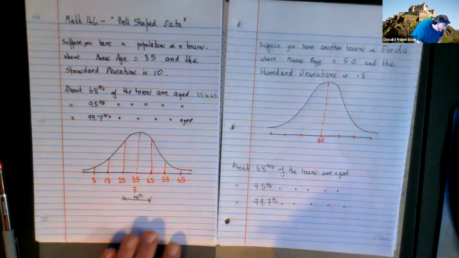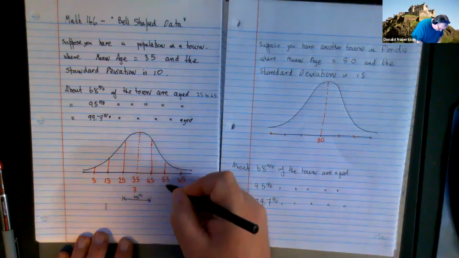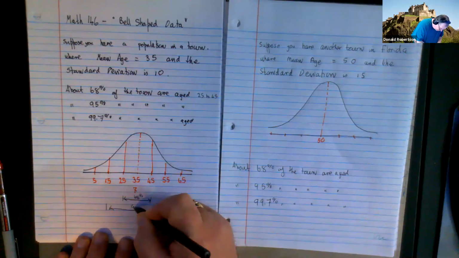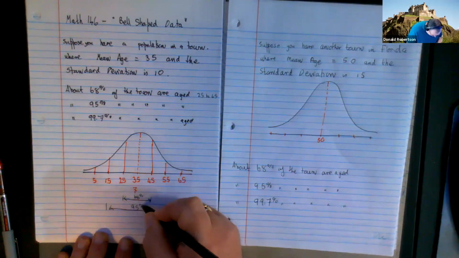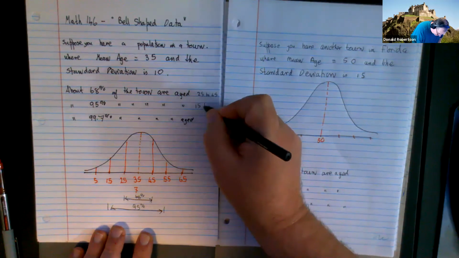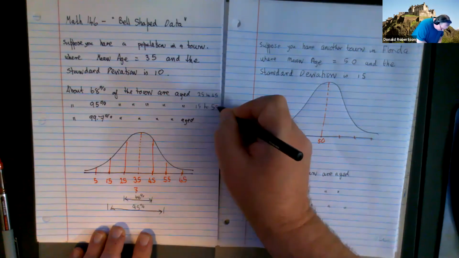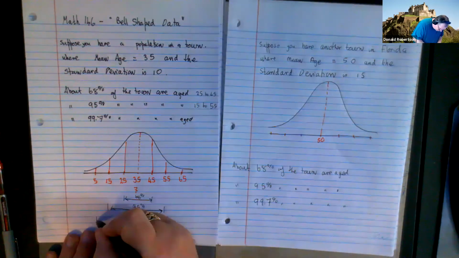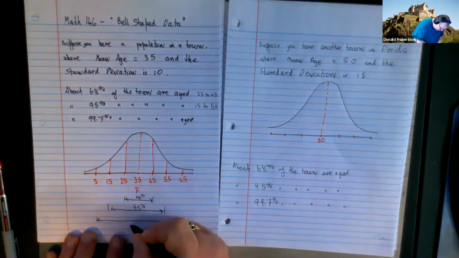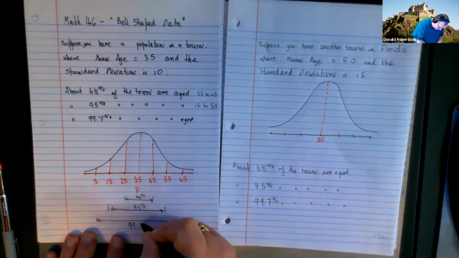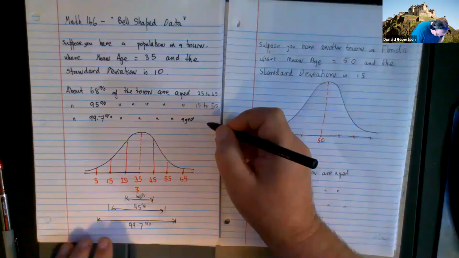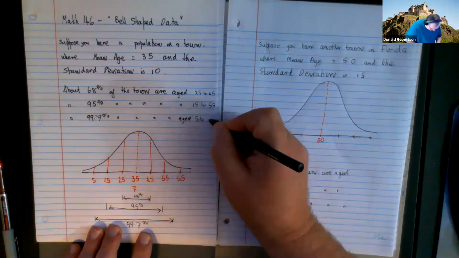And then if you do 2 standard deviations, which is here to here, 95% of everybody in that town is in that age group, and that is from 15 to 55. And then if you do 3 standard deviations, you get the last one, which is 99.7%. And that starts at 5 and finishes at 65.